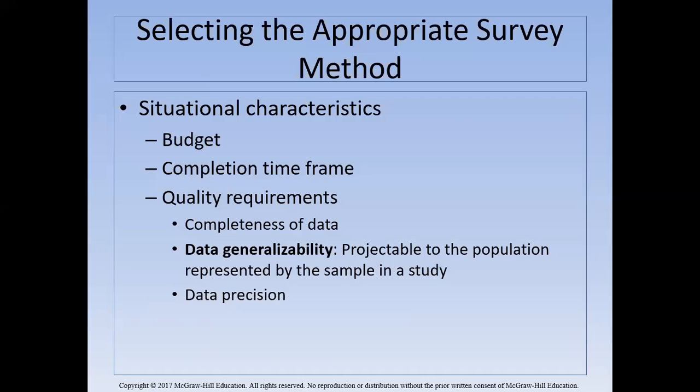Situational characteristics is basically about selecting the appropriate survey method, and it all depends on the situational characteristics of the survey. It depends on the budget that you have, the time of completion, and the quality they're looking for. Are they looking for completeness of the data? Do they just want to see some results, or how well the data fits the survey or the requirements?